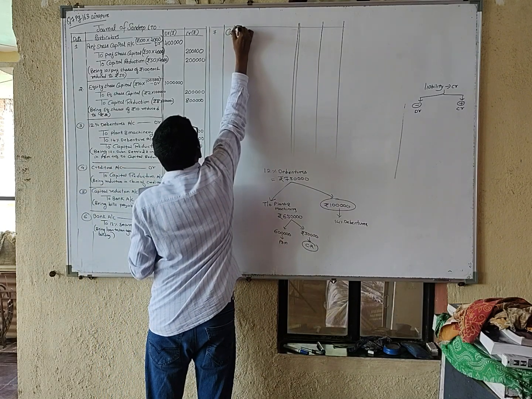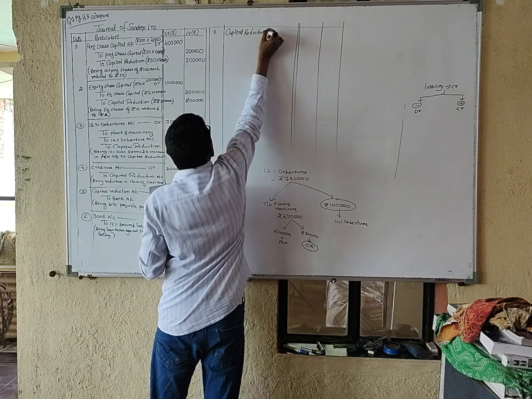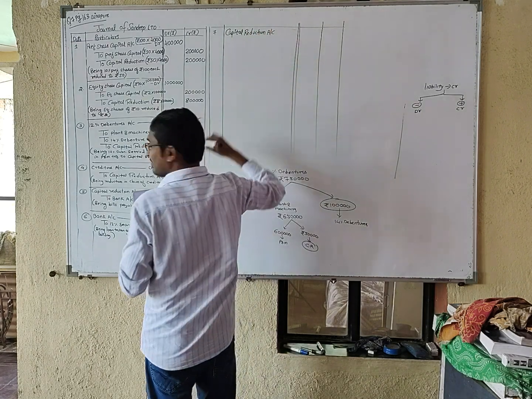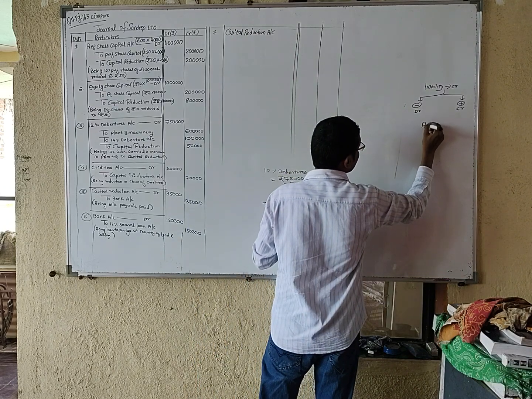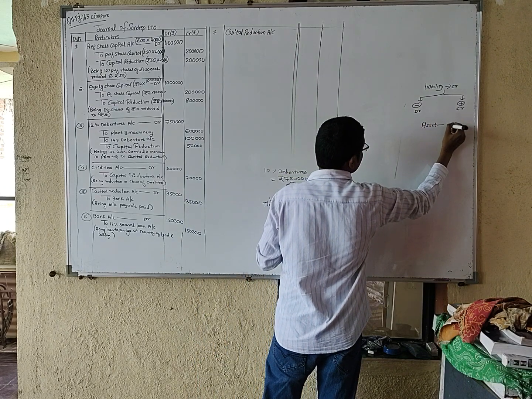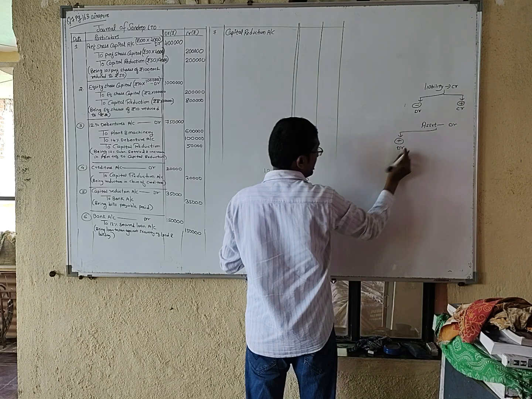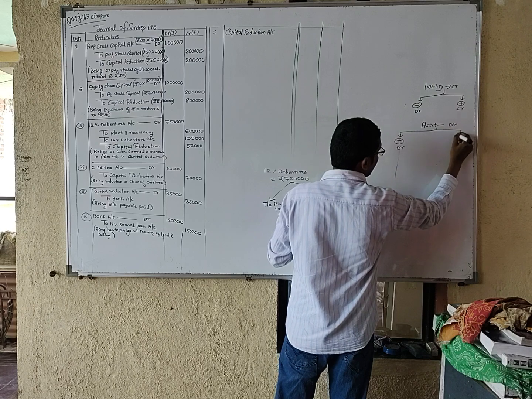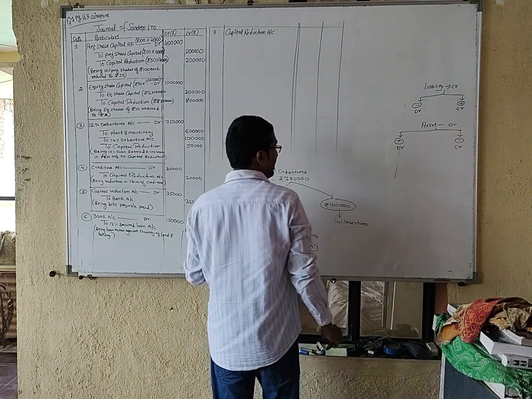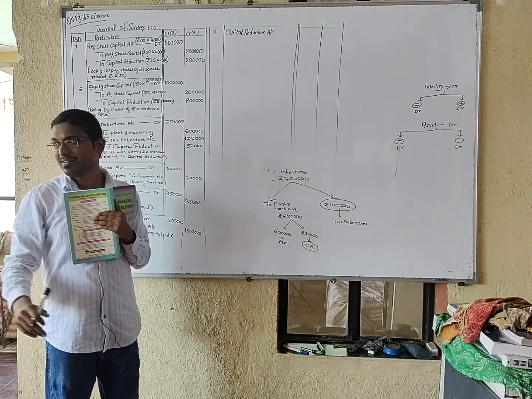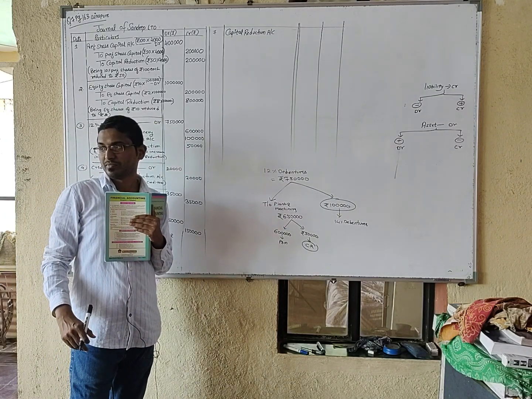Capital reduction account debit. Whenever asset is getting debited, then capital reduction will be debit. See here, I am writing it again. Asset has which balance? Debit balance. When asset increases, make it debit. When asset decreases, make it credit. Okay. Understood what you were asking? Whenever asset is getting debited, then capital reduction should be debited.